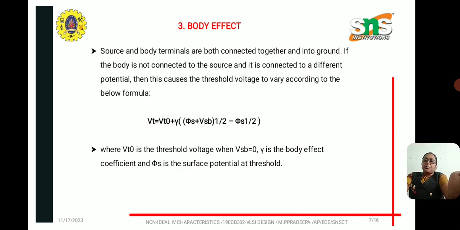So next is the body effect. In an IC, numerous transistors get connected. In that particular IC, if two different transistors are connected in a different manner, for example some transistors are directly connected to ground and some transistors are connected to the next transistor, here comes a variation in their threshold voltage. That variation in threshold voltage is called the body effect.